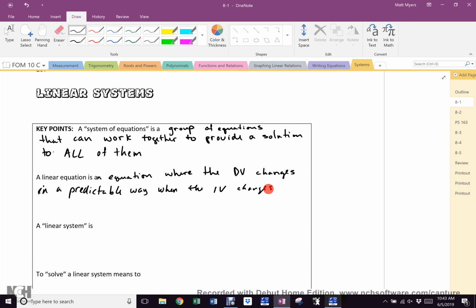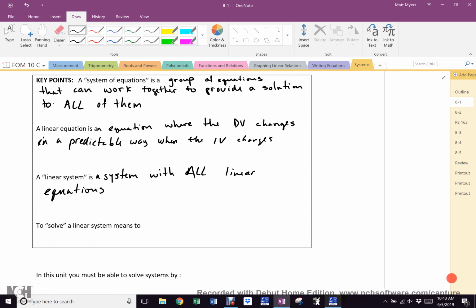Okay, so if a system is a group of equations, a linear equation is that. What must a linear system be? The whole system is made up of linear equations. So a linear system is a system with all linear equations. Everybody cool?